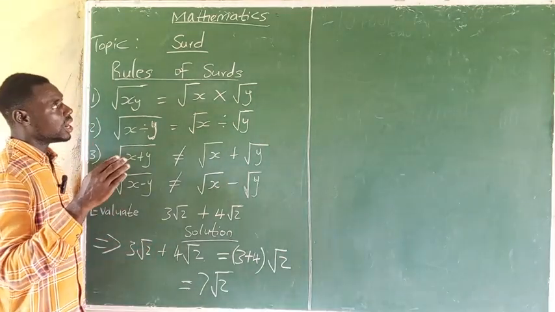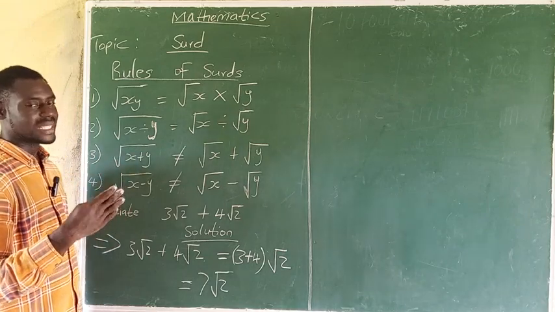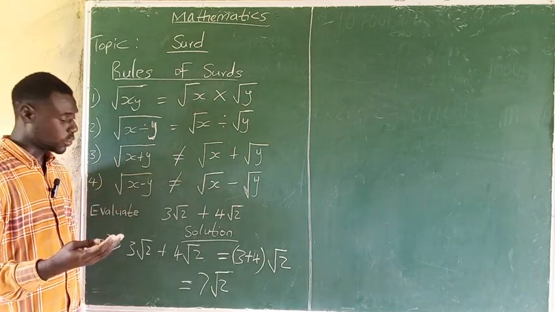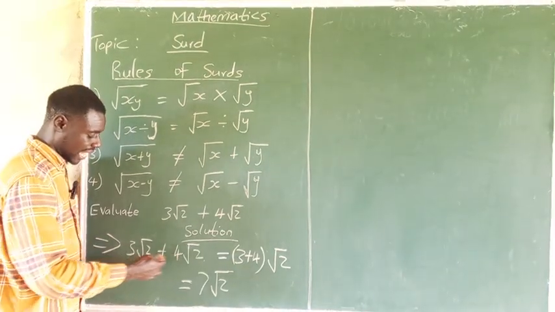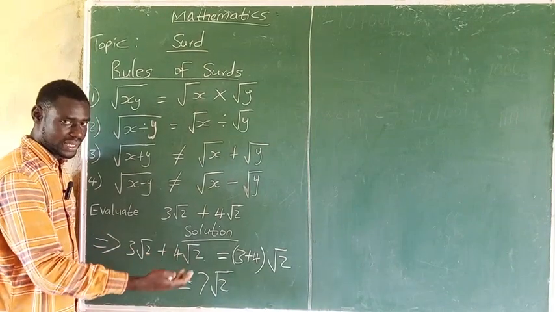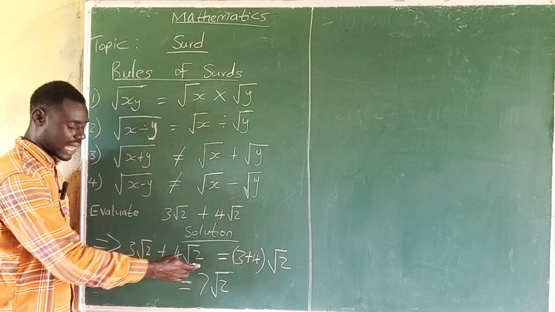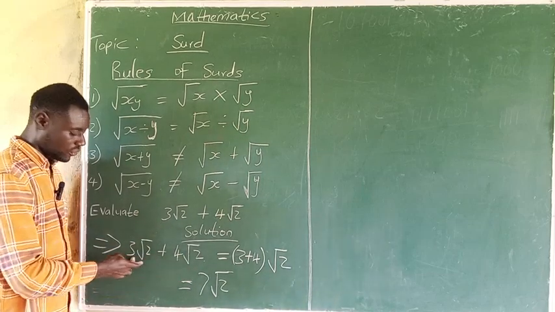You know, surd is related to indices also. That is some of the rules here. If these 2 are called bases, for example, if these 2 roots are the same, add what is in front of them.